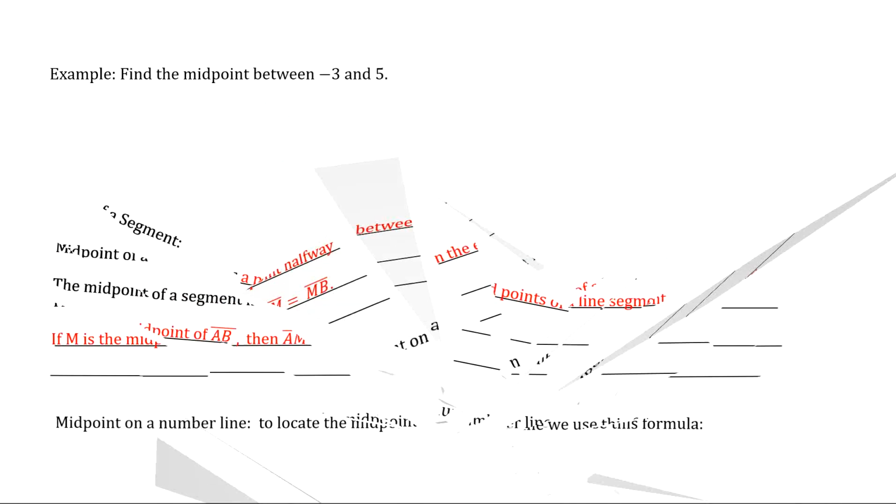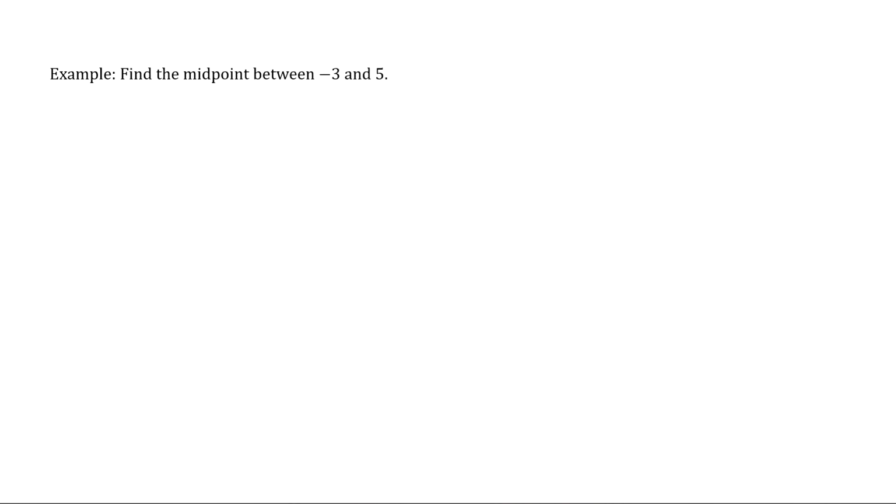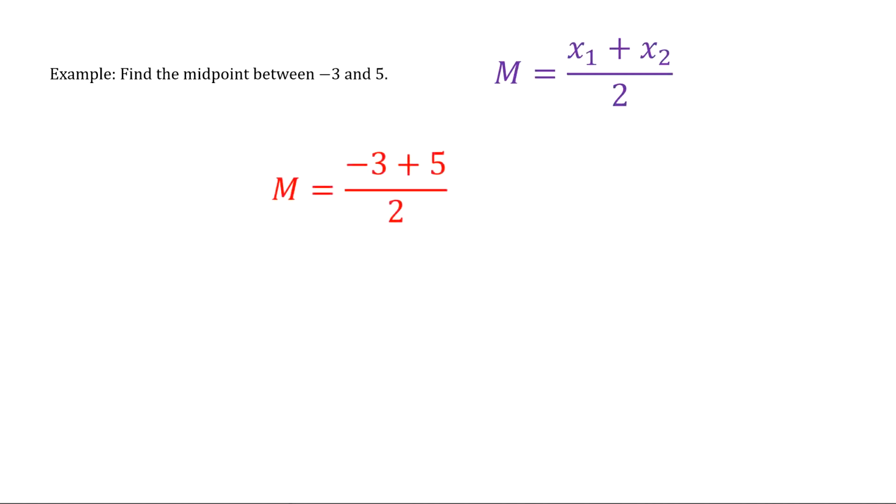So here's our example. We're trying to find the midpoint between -3 and 5. If you want to draw out a number line to look at it, you can. I just didn't do that here. I'm using the formula, x1 plus x2 divided by 2. So my formula is -3 plus 5, divided by 2. When I add -3 and 5 together, I get 2. So it's 2 divided by 2. The midpoint between -3 and 5 is 1.